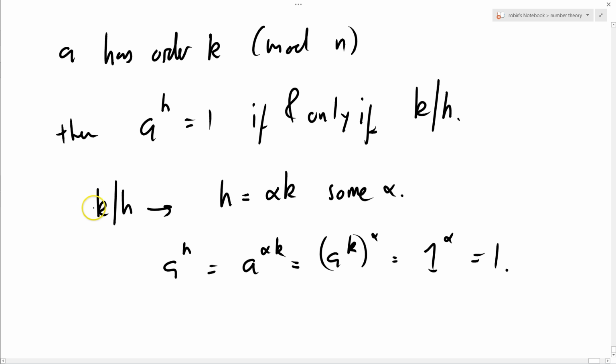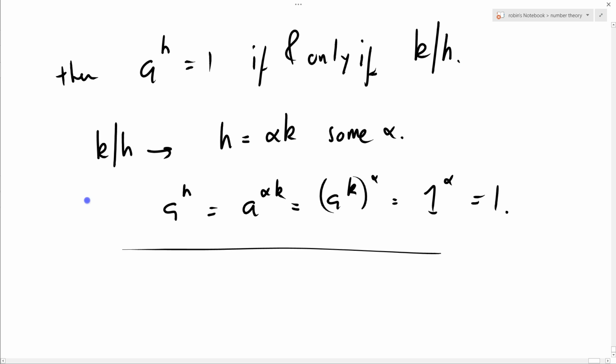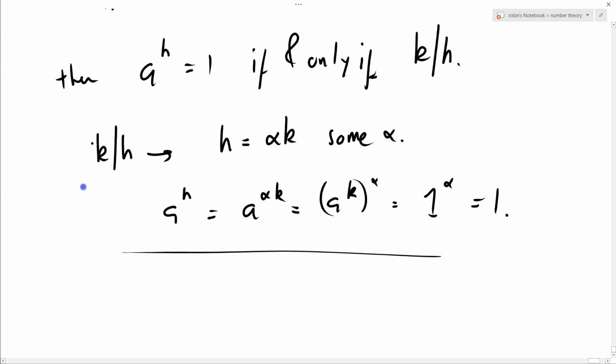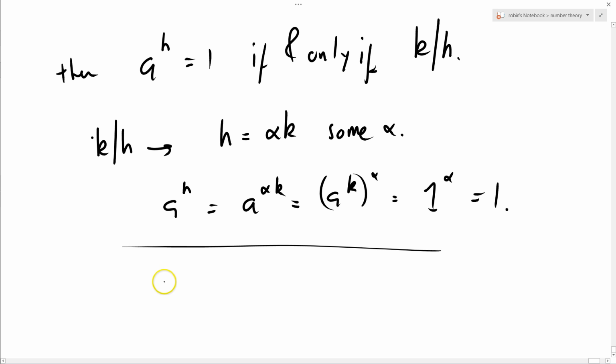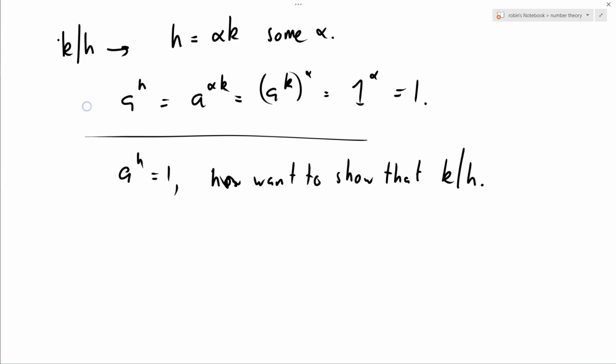So that's one direction. And now we'll do the other implication. So you see, if k divides h, then a to the power h equals 1, which is kind of obvious, really. Now let's have it looked at the other way around. If a to the h equals 1, we want to show that k divides h. Okay, so how do we do that?